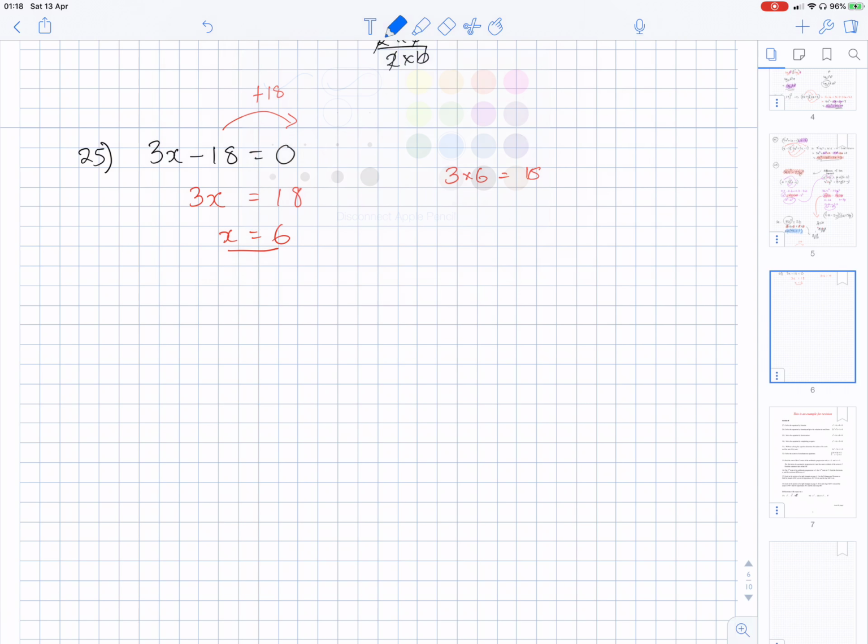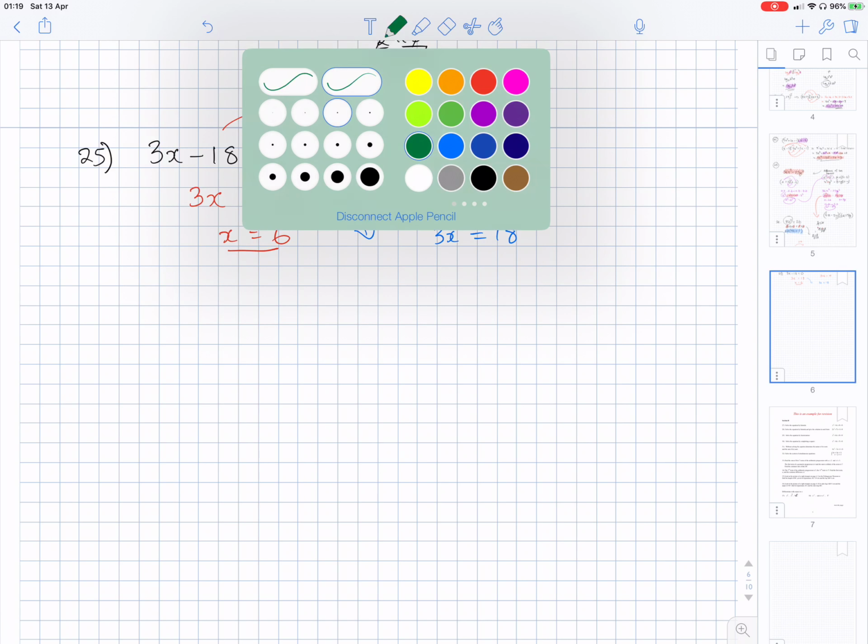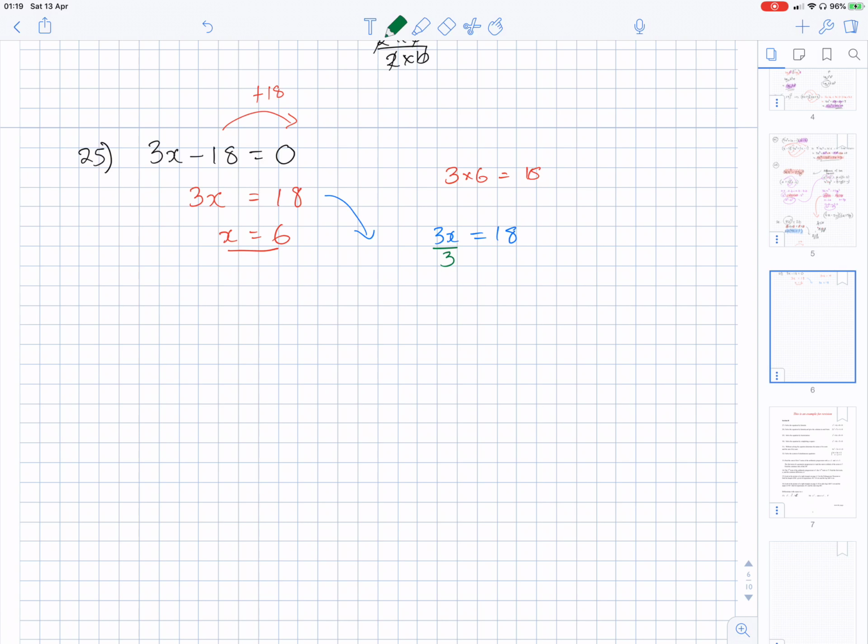The other way to do this is to say 3 is multiplying x, and that's equal to 18. So basically, I'm going to divide here by 3 because I'm interested in cancelling out the 3 so that I just have the x here. If I divide by 3 on the left-hand side, LHS, I'm going to do the same on the right-hand side, RHS. So you remain with x. 18 divided by 3 is 6, which is the same answer as before.